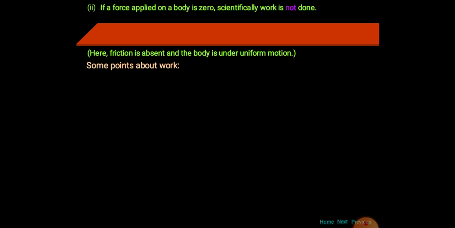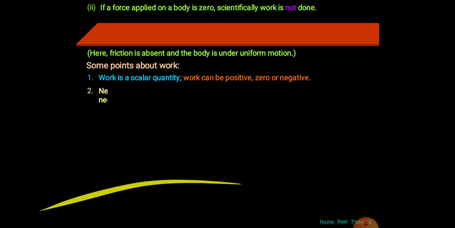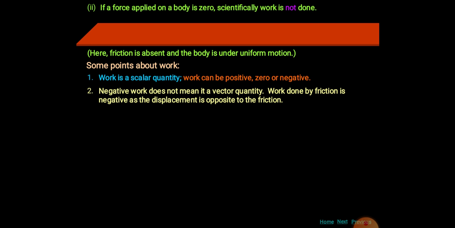Now let us try to understand some points related to work. Work is which quantity? Scalar quantity. So work can be positive, 0 or negative. Let us try to understand negative work. Negative work does not mean that it is a vector quantity. Work done by friction is negative. If the displacement is in the opposite direction, the work done by friction is negative, as the displacement opposes the friction; it is in the opposite direction to the friction. So in that case the work may be negative. So you have to know, work can be positive, 0 or negative.